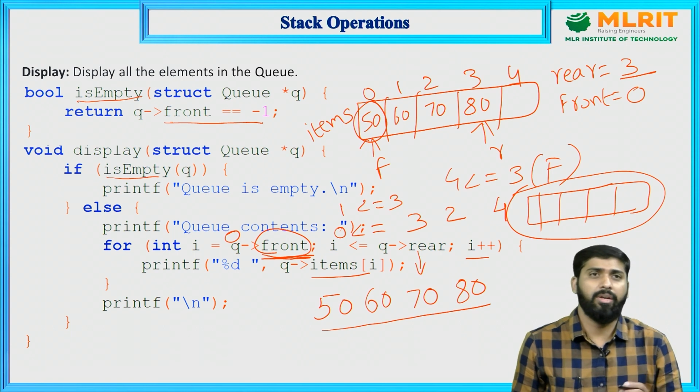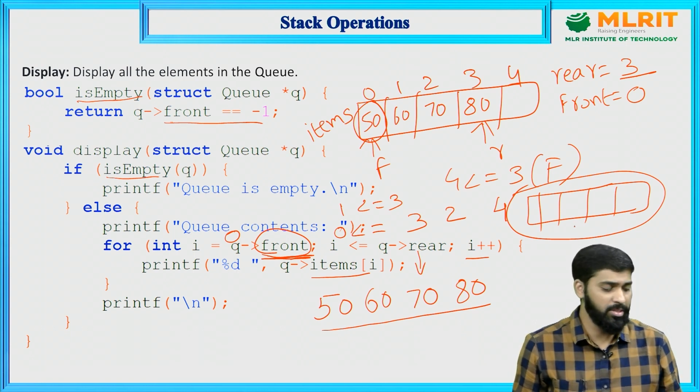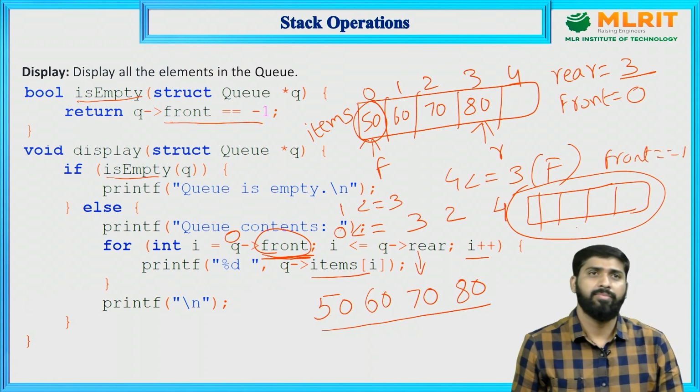In it we write that front equals minus 1. In this case the front value equals minus 1. Okay. So it prints queue is empty.